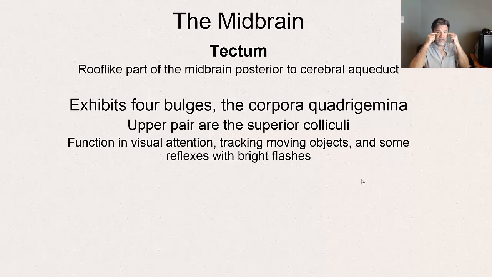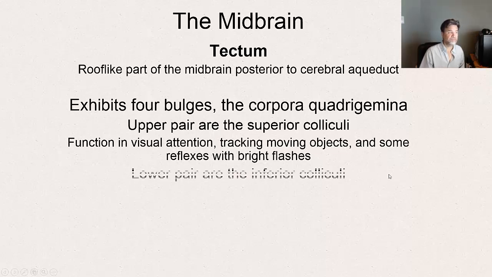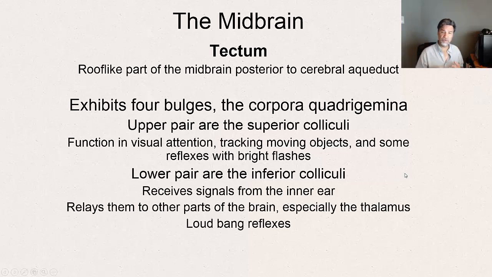The optic nerves are exiting back from the retina and are going to send inputs to this region of the brain. So there is visual information received by the superior colliculi. In particular, they're looking at bright flashes and tracking moving objects. The inferior colliculi are devoted to auditory signals.